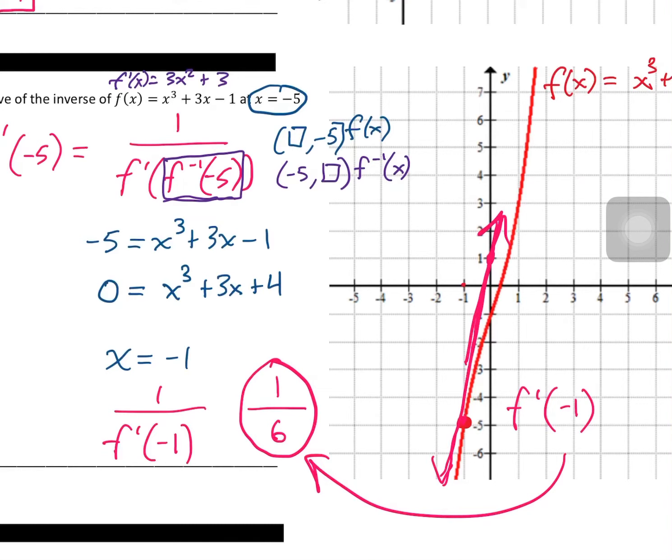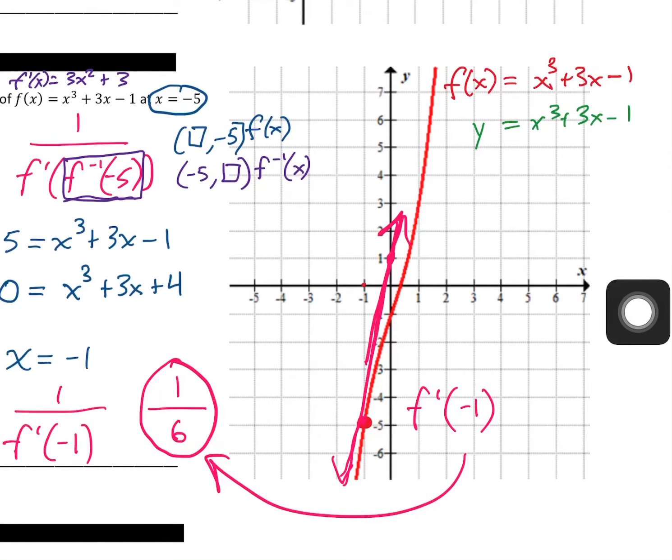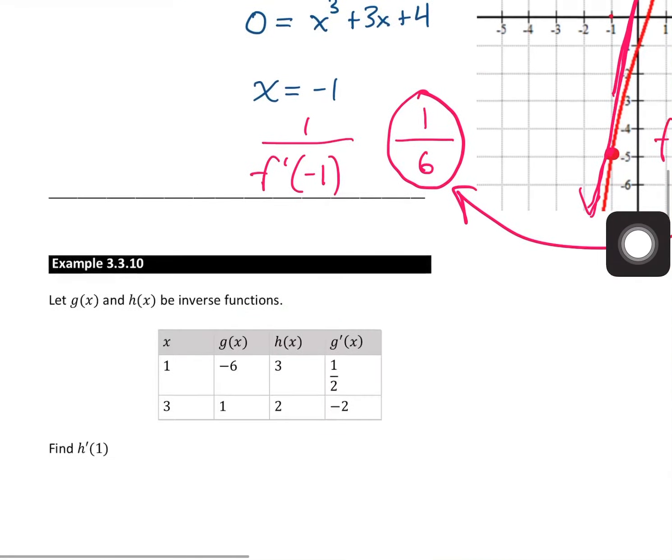Now, this function is strictly monotonic, which means it's always increasing, and that means I can find the inverse relatively easy if I switch this around. This is y equals x cubed plus 3x minus 1. And so if I were to try to graph this, or find the inverse function, it'd be x equals y cubed plus 3y minus 1. So maybe I can't do it very easily, but the inverse will exist on this. And so we'll save that for a later time.